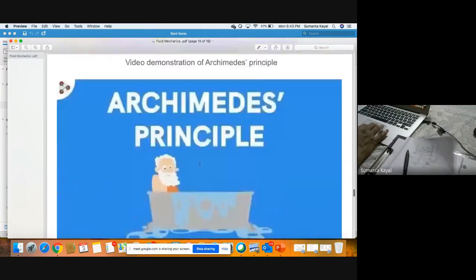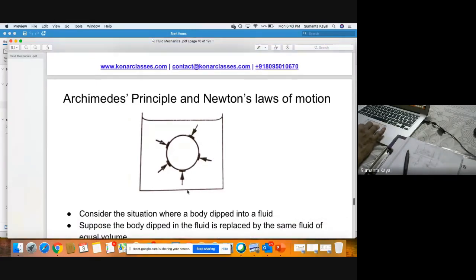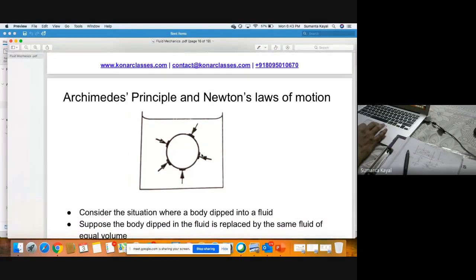I am dipping any object inside any liquid, whether it's water, oil, or any other liquid. Now it will experience an upward force. It will also experience side forces, but the side forces cancel each other, and the resultant force will be upward. So the upward force is equal to the weight of the displaced fluid.